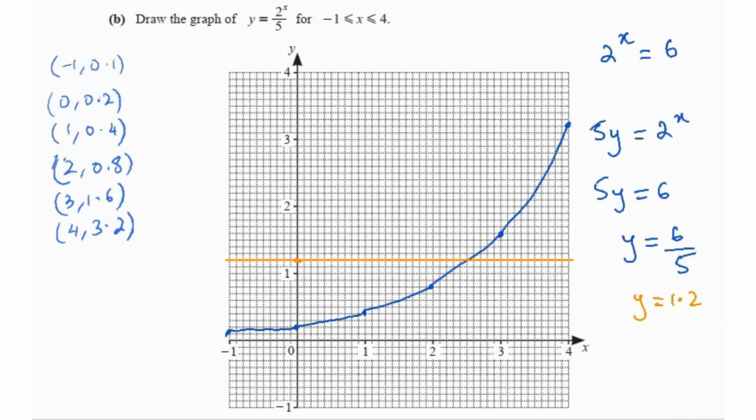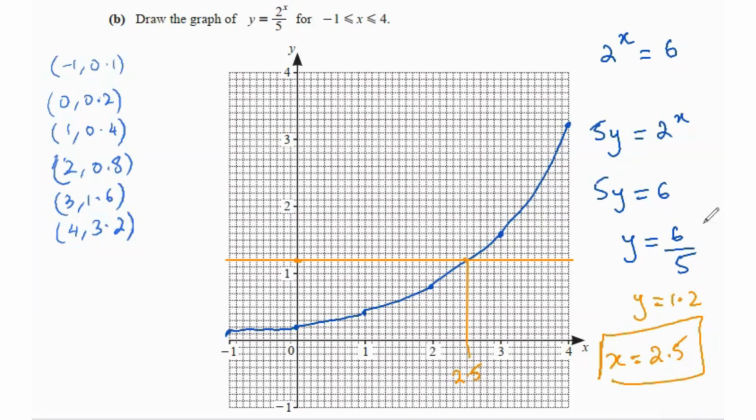So our solution for that is going to be this point over here. Let me just draw that clearly. The solution is going to be this point, which is 2.1, 2, 3, 2.5. So x is going to be 2.5 for part C.